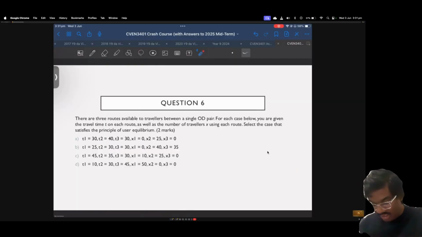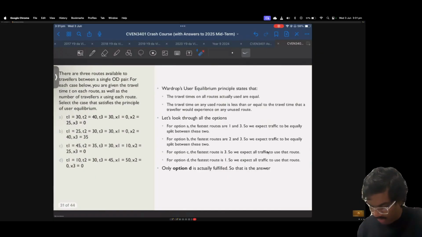Okay? To do this, I need to explain to you what user equilibrium is. Wardrop's user equilibrium principle states that the travel time on all routes used are equal. So if a route is being used, the travel time is equal. And the travel time on any used route is less or equal to the travel time that a traveler would experience on any unused route. What that's saying is, I'm not going to use the route that takes me 20 minutes if the route that takes me 10 minutes is available.